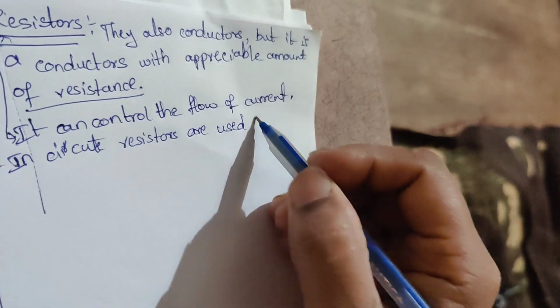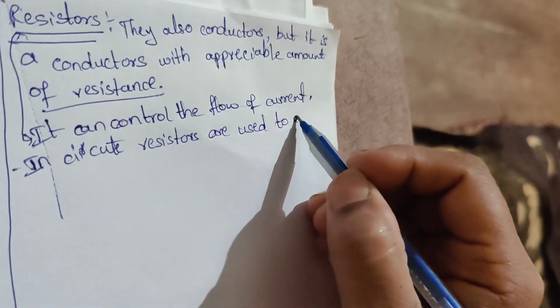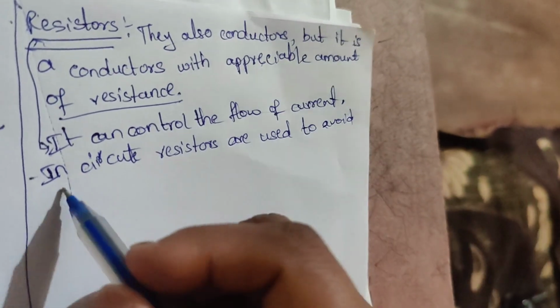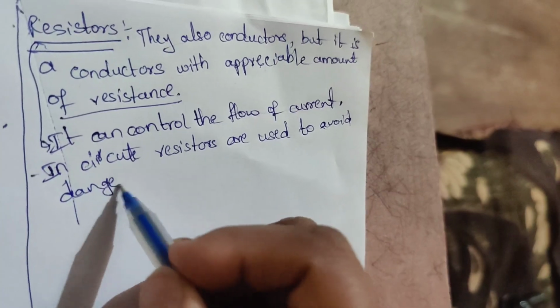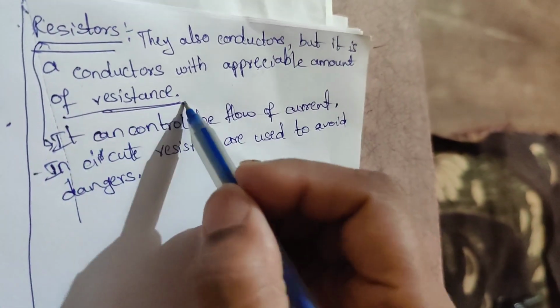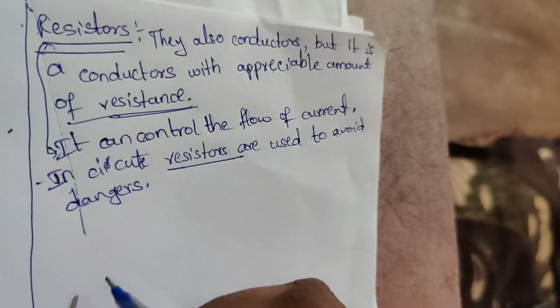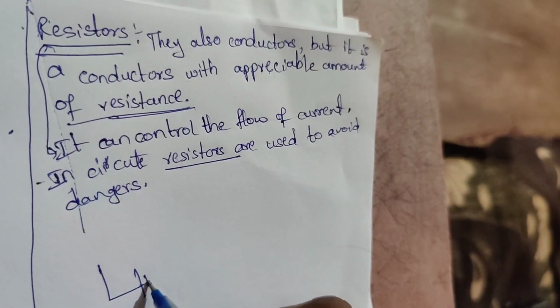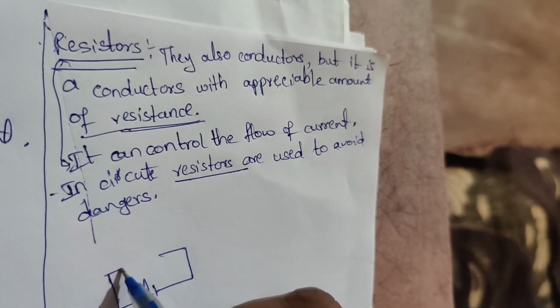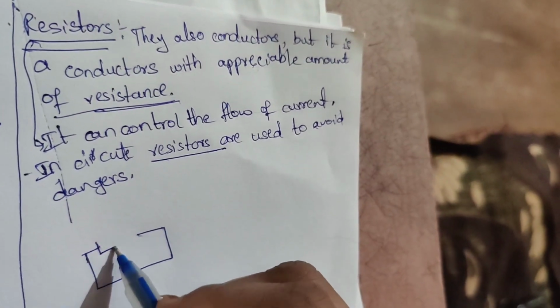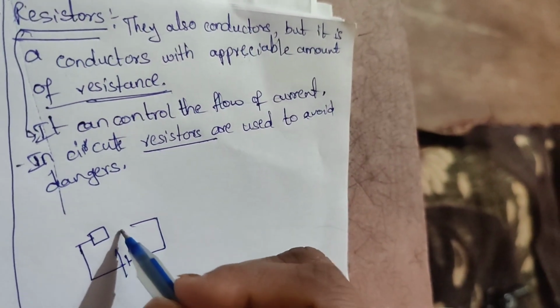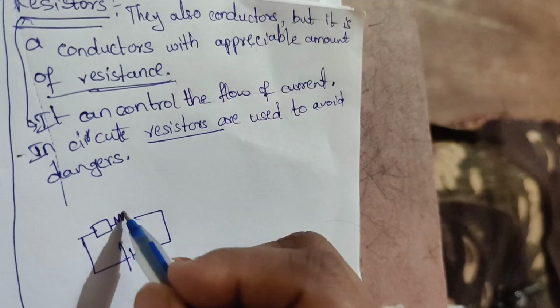Why? Because to avoid danger. In a circuit, these resistors are used to avoid dangers. So this is a circuit. Imagine here it is connected to some other electric gadgets. Before reaching this, there will be a resistor.